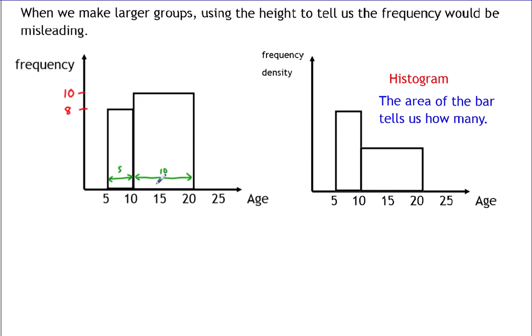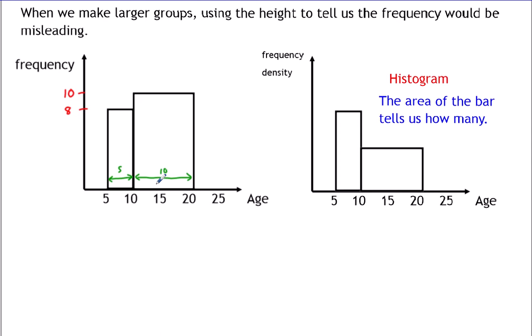And so that's not really telling you very much. If you've got a massive group and it's got more people in it, well, yeah, it's a massive group. So when we make histograms, we don't say the height of the bar is where we get our information from. What we do is we adjust it and we say that it's the area of the bar that is going to tell us how many.